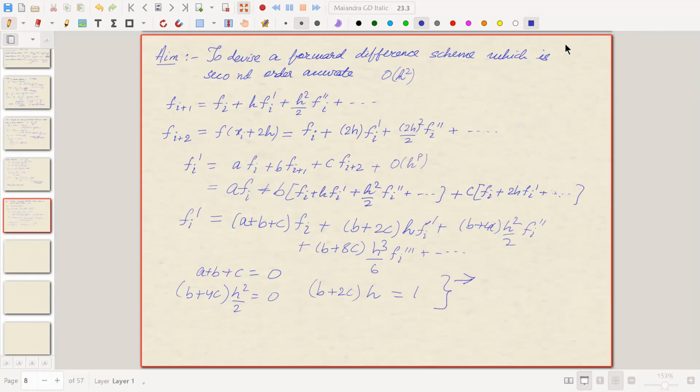So we have three equations: a plus b plus c equals 0, first equation; b plus 4c times h square by 2 equals 0, the second equation; and the third equation is b plus 2c times h equals 1. H is given to us. You don't need to worry about it as an unknown. H we already fixed. So all the unknown quantities are a, b, and c. Since we are given three equations and we have three unknowns, that means we can find a, b, and c.